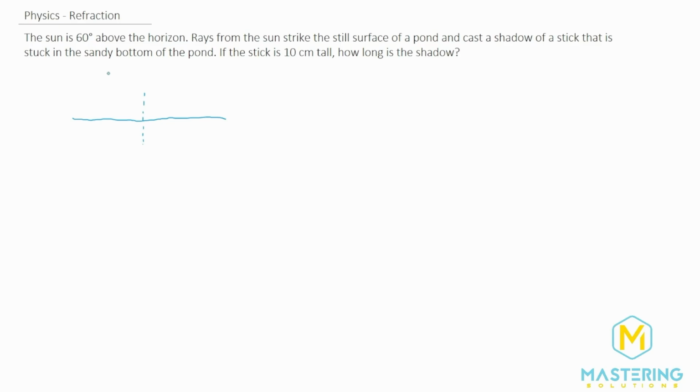And they tell us that the sun is 60 degrees above the horizon. So this light here is coming in and it is 60 degrees above the horizon. And then it's going from an N of 1 in the air into the water, which is an N of 1.33, of course. So it's going to get refracted. It'll refract towards the normal since we're going from a low to a high index of refraction.